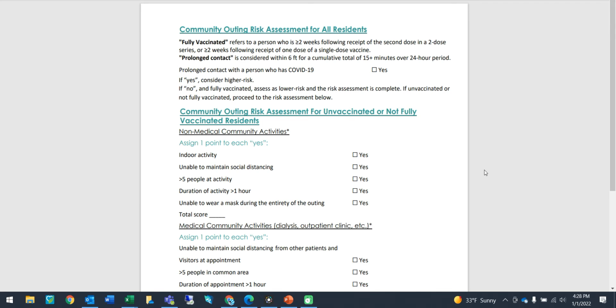Fully vaccinated refers to a person who is greater than or equal to 2 weeks following the receipt of the second dose in a 2-dose series, such as Pfizer or Moderna, or greater than 2 weeks following receipt of 1 dose of a single-dose vaccine, such as Johnson & Johnson. Prolonged contact is considered when a resident is within 6 feet for a cumulative total of 15 minutes over a 24-hour period with somebody who has known COVID-19.